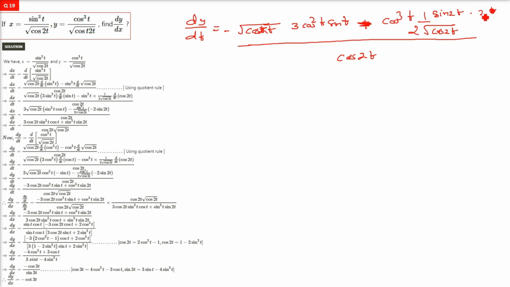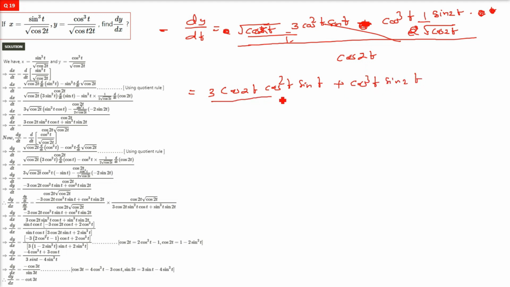Now the 2 you can cancel out just as in the previous one. So now what we will do is, we will forget about cos 2t in the denominator. We are going to solve the numerator, and we will write this in the same way we wrote dx by dt, if you have followed the whole question. Alright, I am doing the numerator now. The under root gets cancelled, so it will be cos 2t only. So 3 cos 2t cos square t sin t, and then we have this cos cube t, and then sin 2t.